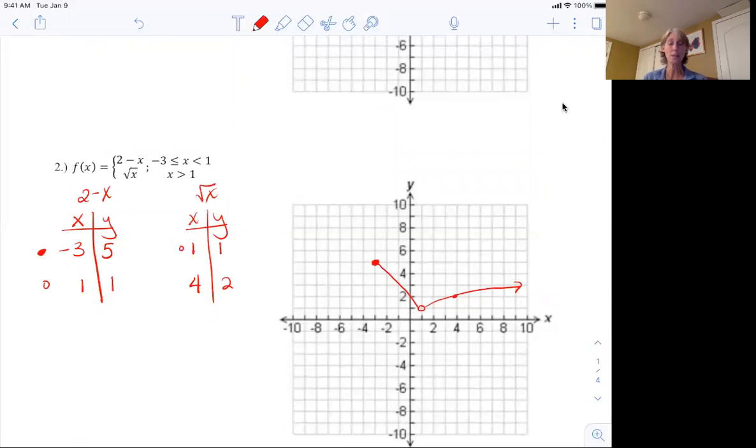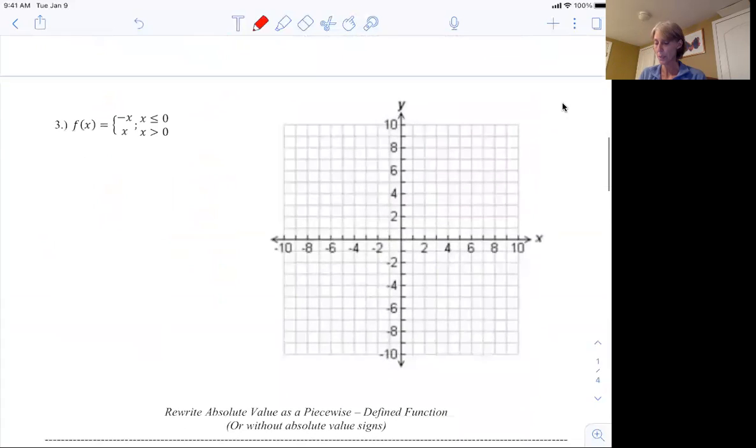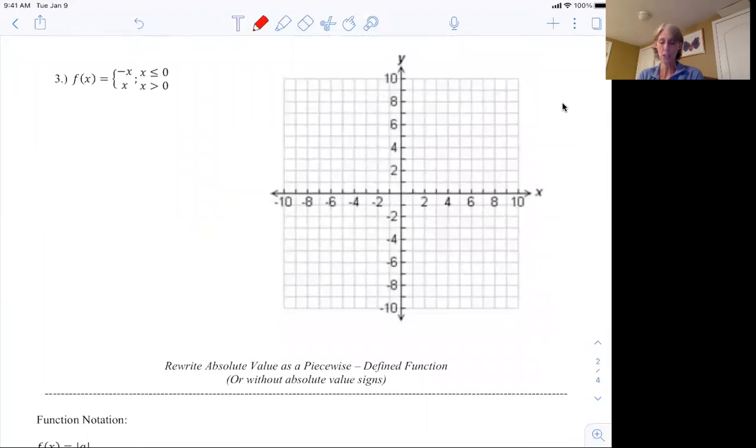Something I could ask you: is this continuous? The answer would be no. Those are just things that we have to remember that we already know. In this next function, I have y equals negative x when x is less than or equal to 0, and x when x is greater than 0. So we have 2 tables.